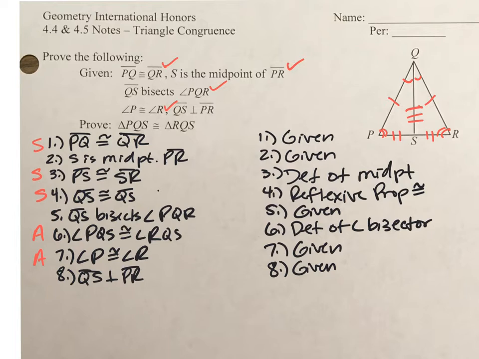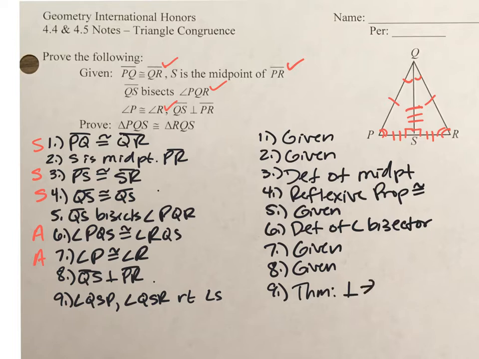So we can say in step 9 that angle QSP and angle QSR are right angles. Let's take a look at those two angles. That's this angle QSP and QSR. So I'm going to mark that in the diagram, okay, my pair of right angles. Here's our right angles, okay, and the reason that that is true is because we have a theorem that says anytime 2 lines intersect and they're perpendicular, that's going to give us a total of 4 right angles.